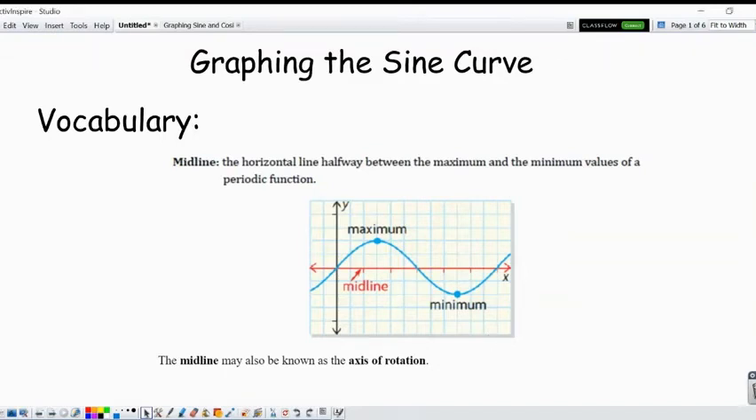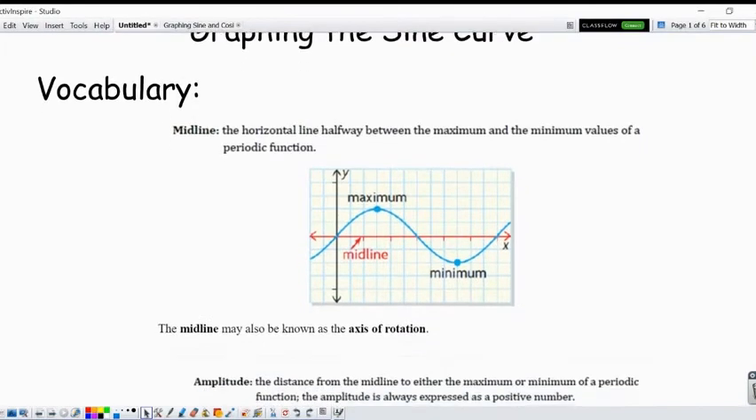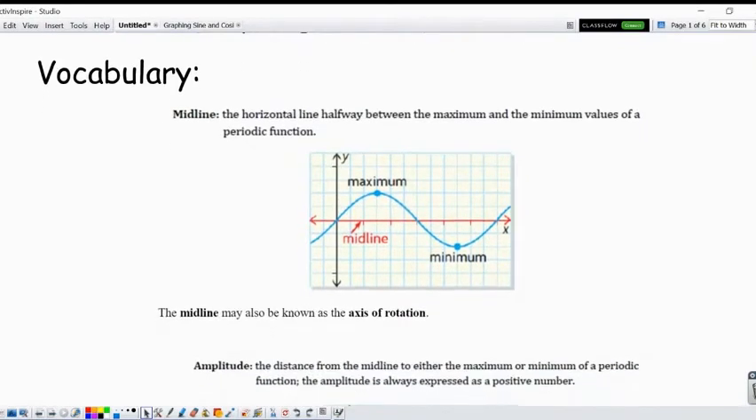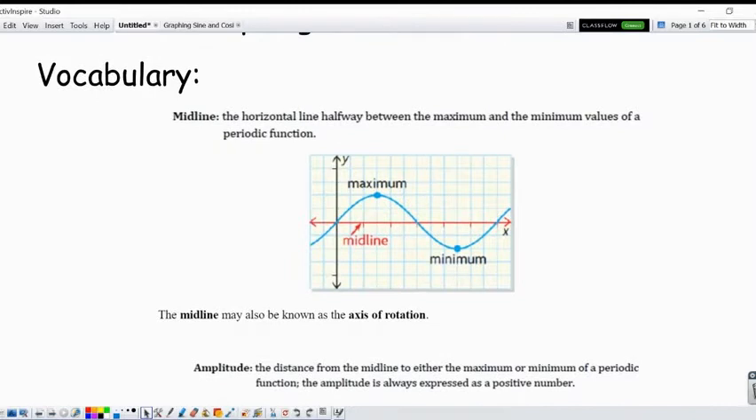Today we're going to graph the sine curve, and hopefully from last week you picked up a few vocabulary words that'll help us as we graph the sine curve. Most importantly, we're going to use a word called midline or axis of rotation, and that refers to the middle of the graph in the y direction. So we literally want to split the graph into a top half and a bottom half, and wherever that happens to be would be called the midline or axis of rotation.